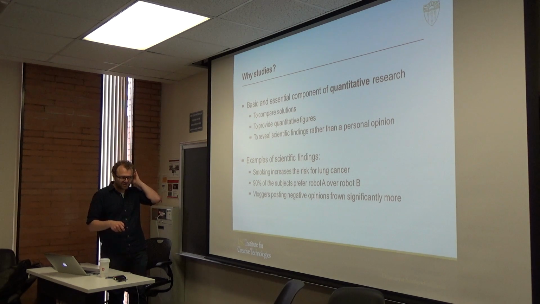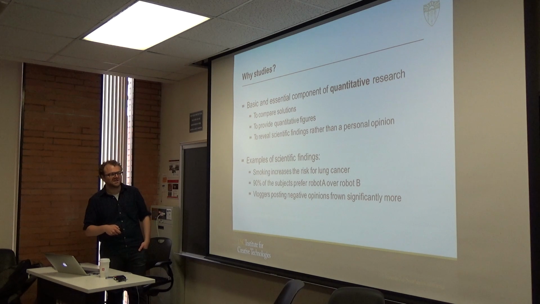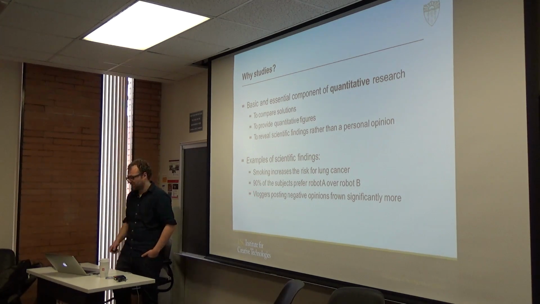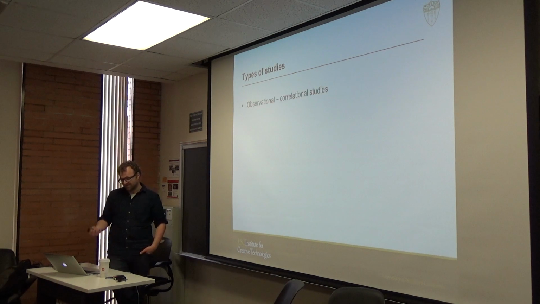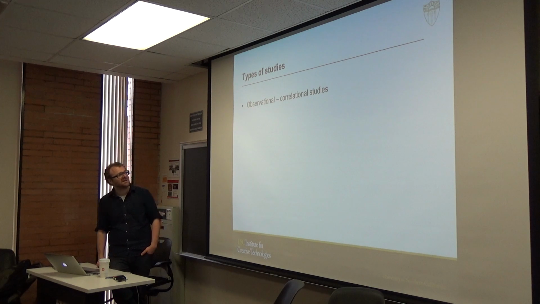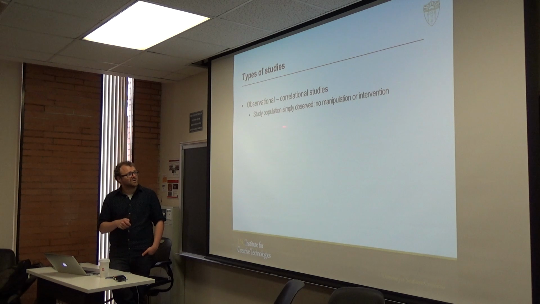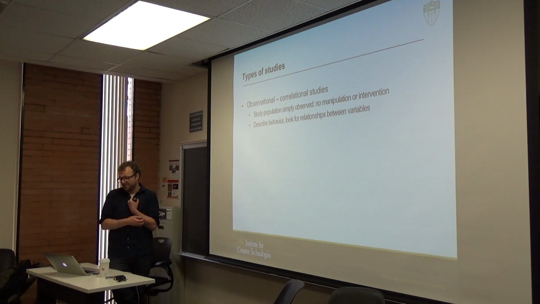90% of subjects prefer robot A over robot B. Bloggers posting negative opinions frown significantly more. This is a multimodal thing that we have investigated. So there are different types of user studies. One case is correlational studies or observational studies, where basically you observe a study population and we don't put any manipulation on there. They describe behavior and look for relationships between variables.